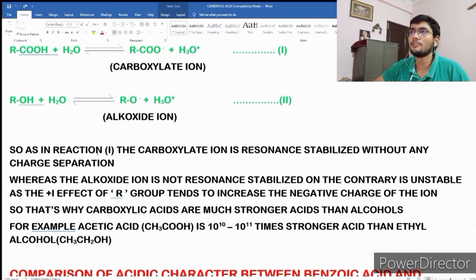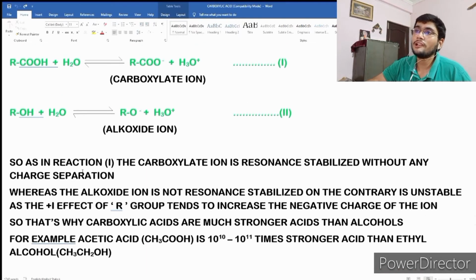As in reaction 1, the carboxylate ion is resonance stabilized without any charge separation, whereas the alkoxide ion is not resonance stabilized; on the contrary, it is unstable, as the plus I effect of the R group tends to increase the negative charge of the ion. Yes, this I have not told you. I told you that this conjugate base is unstable on the basis of resonance, but here is one more thing: you see this is an R group, and the R group has a plus I effect in it.